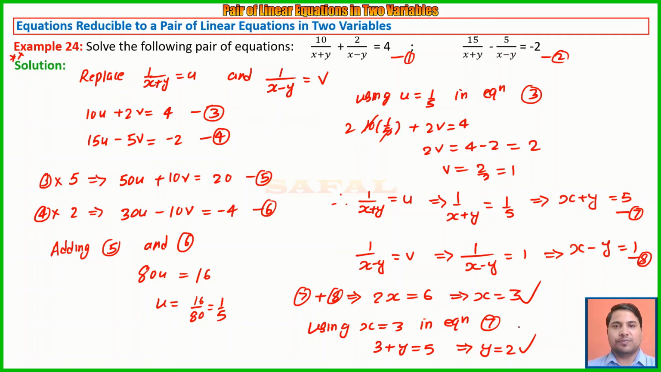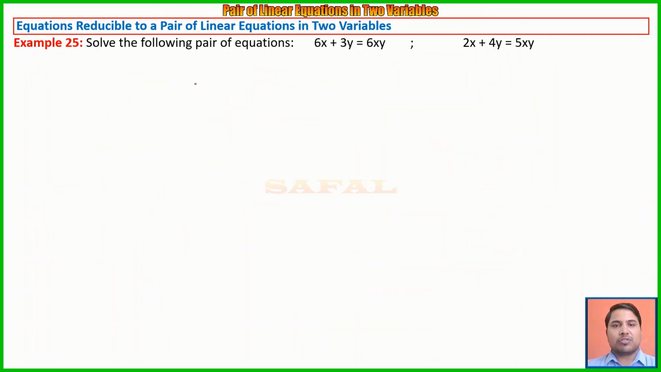for you to do. So let's take up one more question, the last question of this session. Solve the following pair of equations. So here also you can see that it does not appear that both the equations are linear equations in two variables. Basically here if you see, degree is 2, 1 plus 1 is 2. So what I am going to do is divide both the equations by xy.